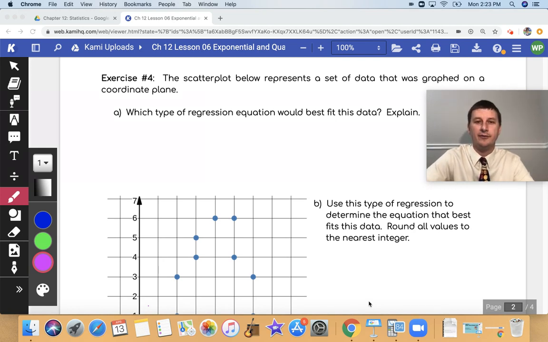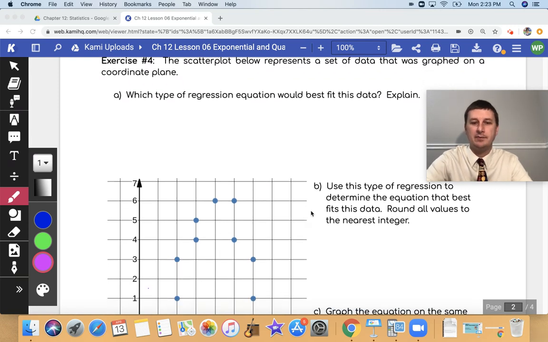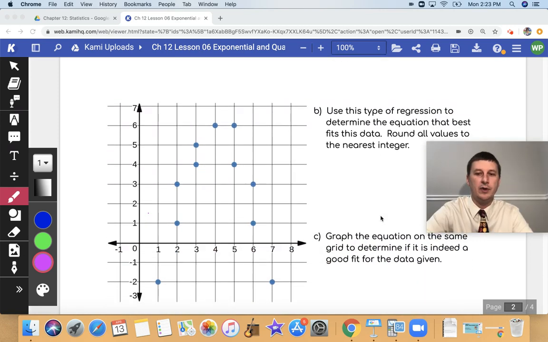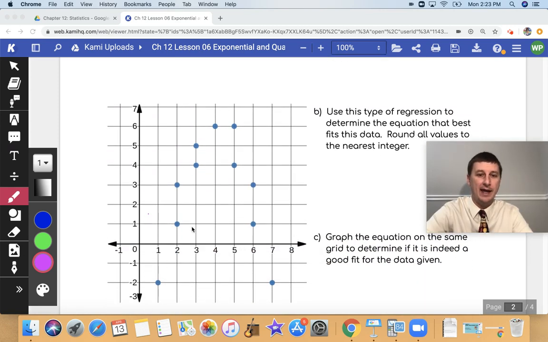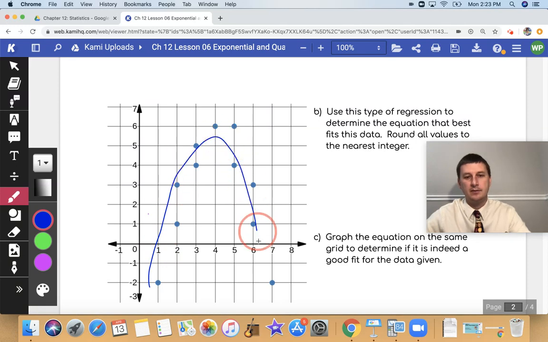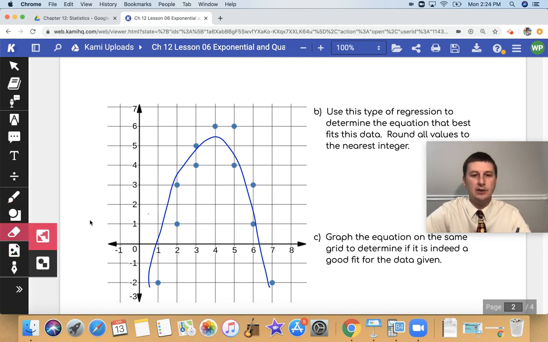So in exercise number 4, we have a scatter plot that represents a set of data that was graphed on a coordinate plane. Which type of regression would best fit this data? Explain. So just looking at that set of data right there, we do have a pattern that we could see. And we could see that this pattern, for the most part, goes up and then comes back down, right? And with that pattern right there, what kind of function does that look like? And you should be thinking to yourself, quadratic.